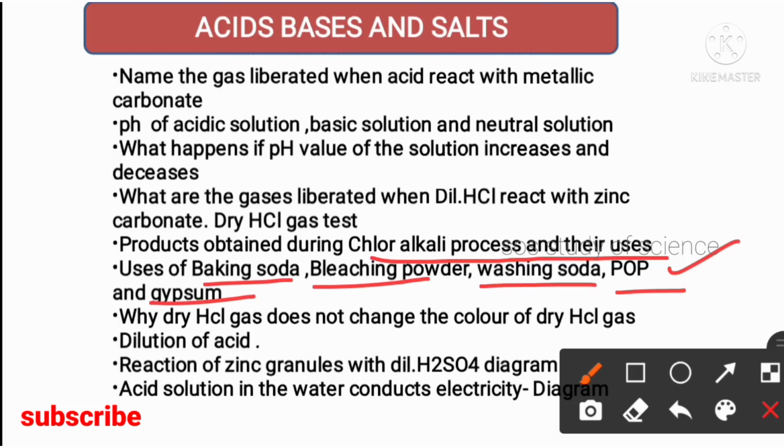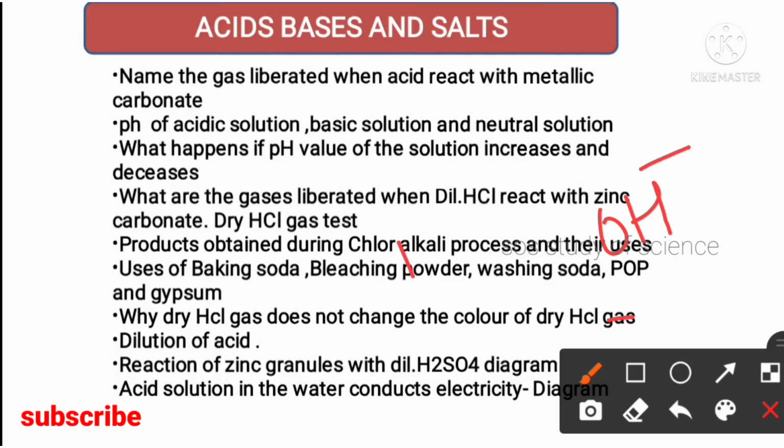And in the activity based question, they may ask why dry HCl gas does not change the color of dry blue litmus paper. See, when we pass dry HCl gas over dry blue litmus paper, it does not show any change, because for the change to be shown, it needs OH minus ions. That means H plus ions need OH minus ions. Only then can we see a specific change.